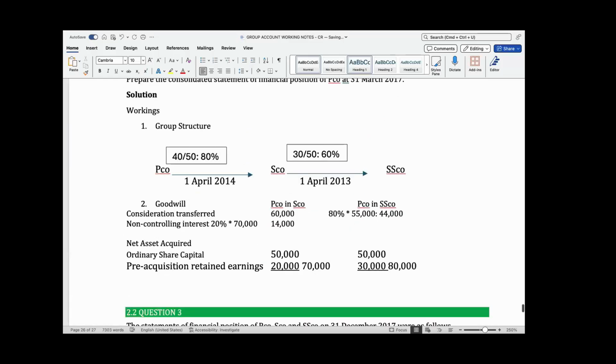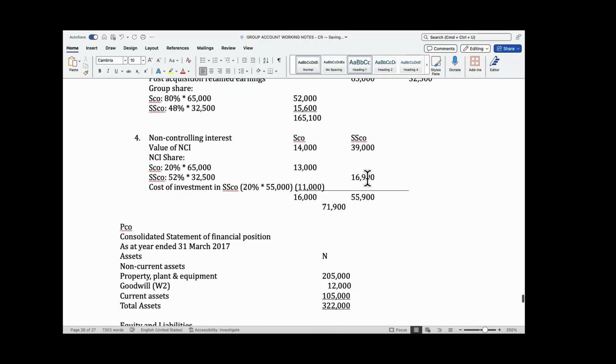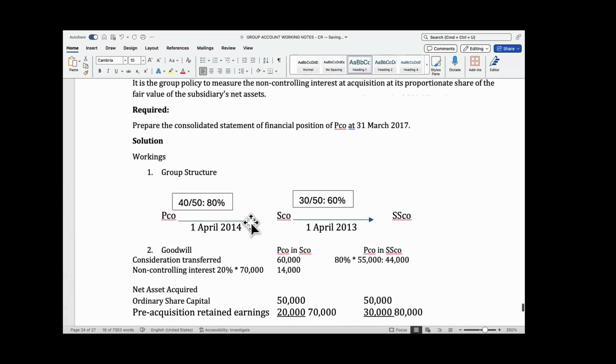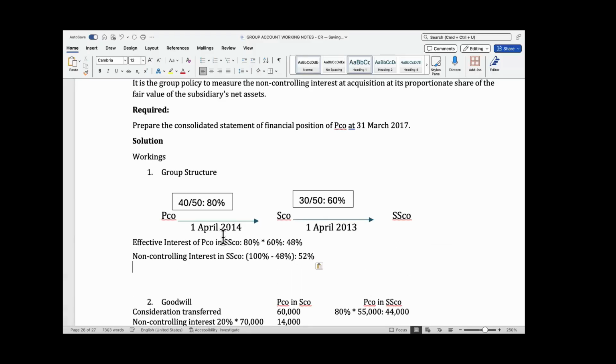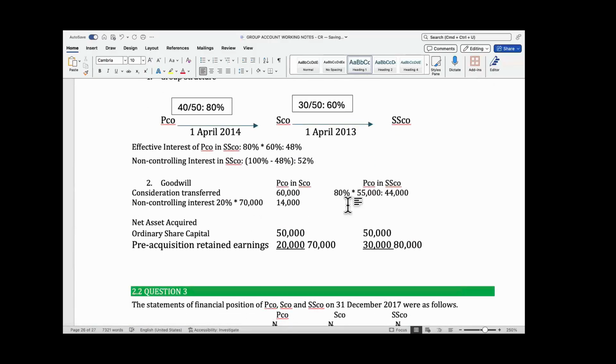What about in SSCO? We didn't do effective holding. It's just the same thing here, 52%. Let me just copy and paste it from there, since it's the same thing. Okay, so 52% times 80,000. So how much is that? 41,600. This one.